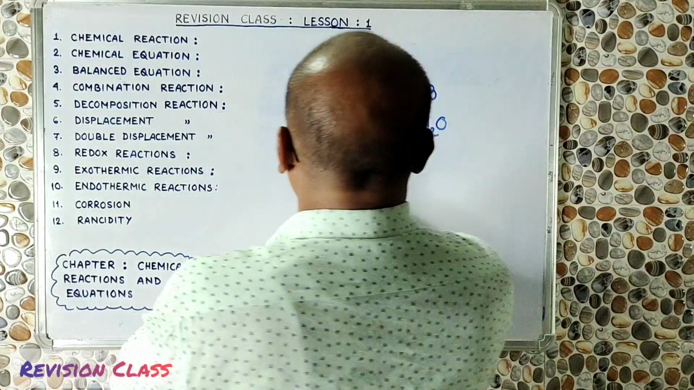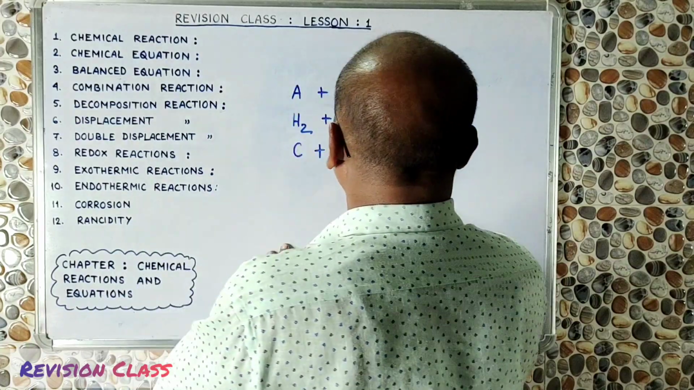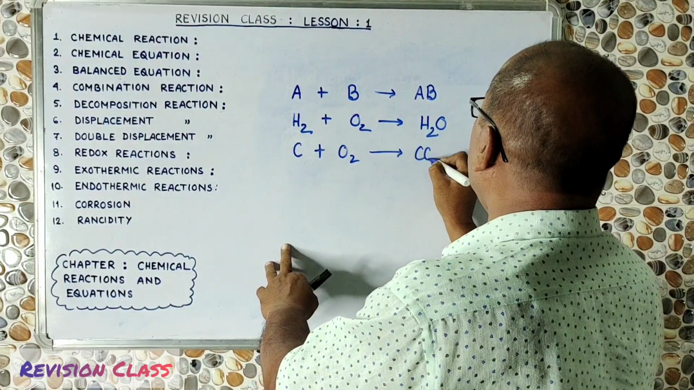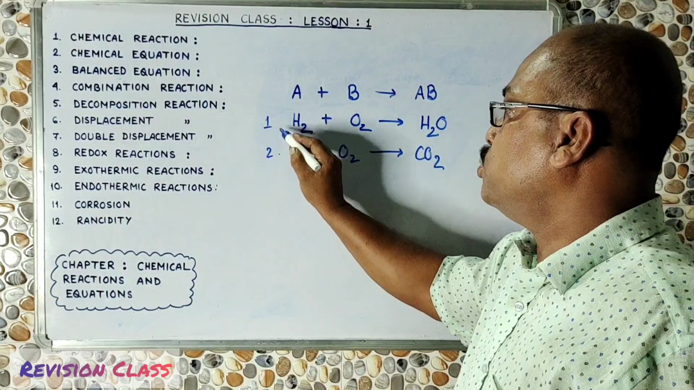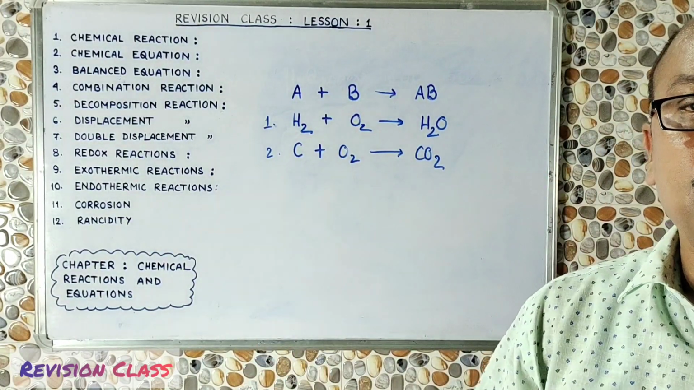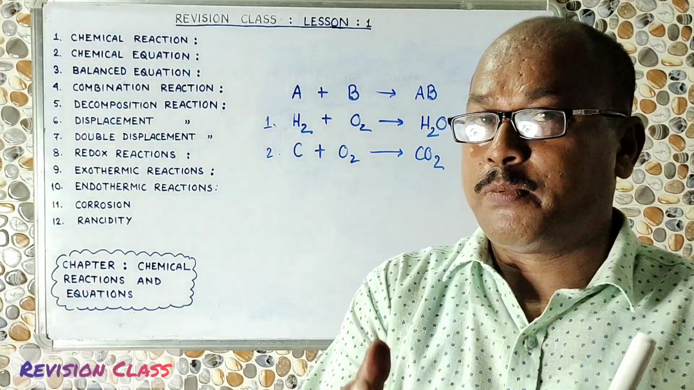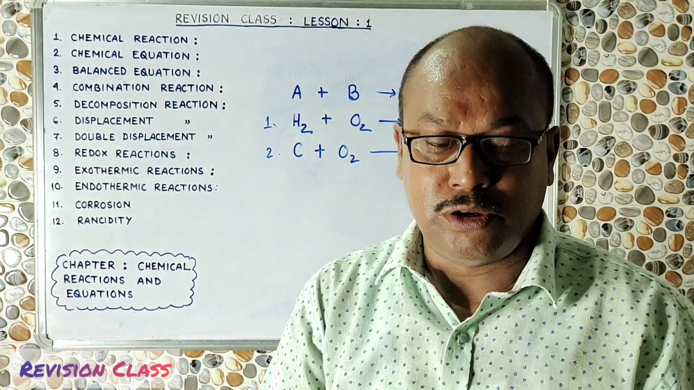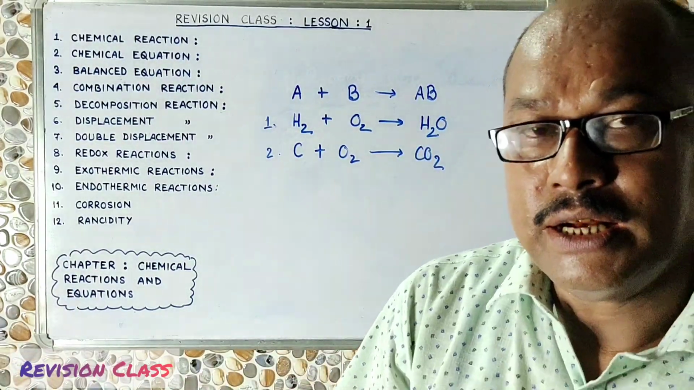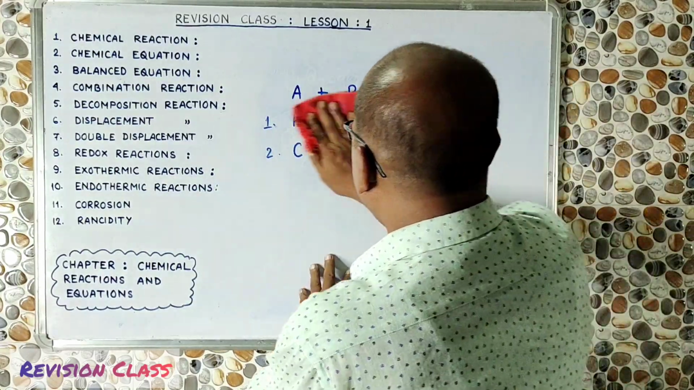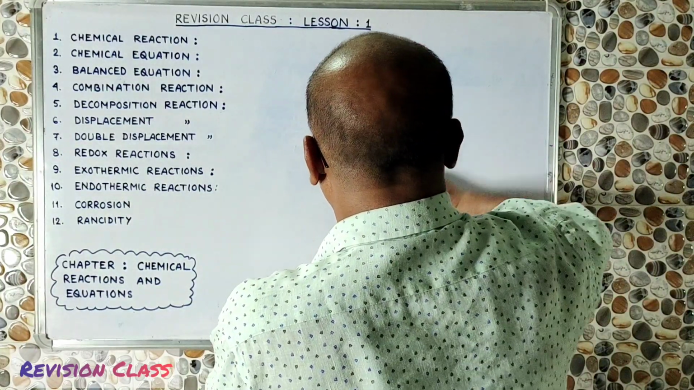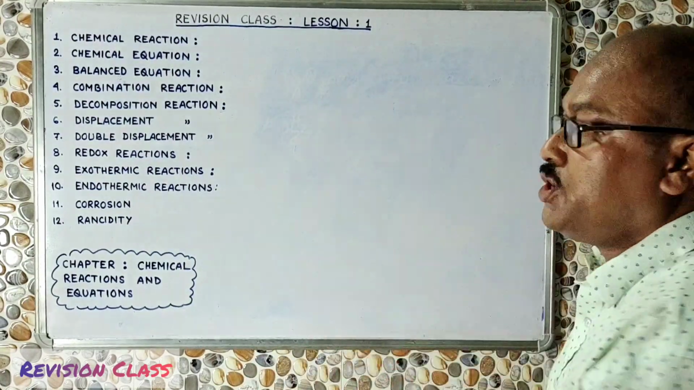We can take more examples. For example, carbon is combining with oxygen and making carbon dioxide. So this is number 1 and this is number 2. So in these two chemical reactions, 2 or 3 smaller chemicals are combining together to make a single large product. This type of chemical reaction is called a combination reaction. After combination reactions, we are coming to the next one, and that is decomposition reaction.